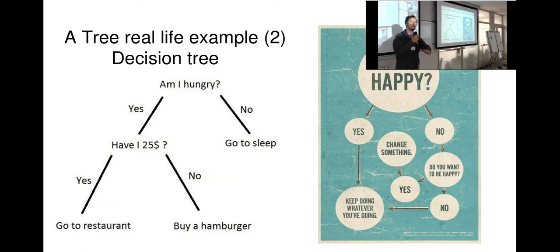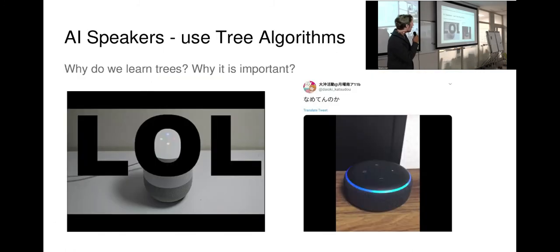Maybe some people remember this one. This is a decision tree. We used this with the battle game a while back. So each branch is a choice, yes or no. A little bit different type of tree. So where do we use trees in computers? Many computers use trees. So AI speakers like this, maybe you have one.